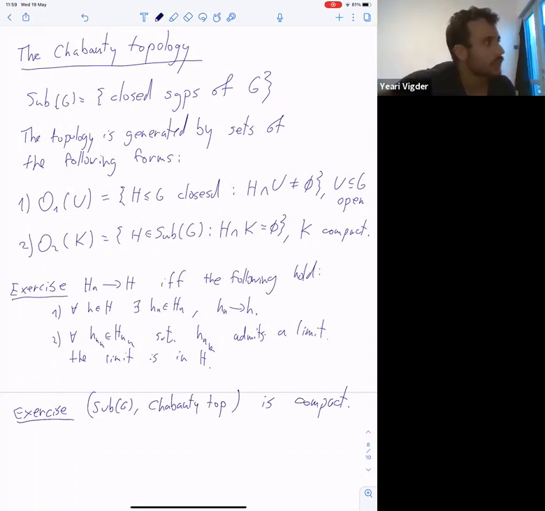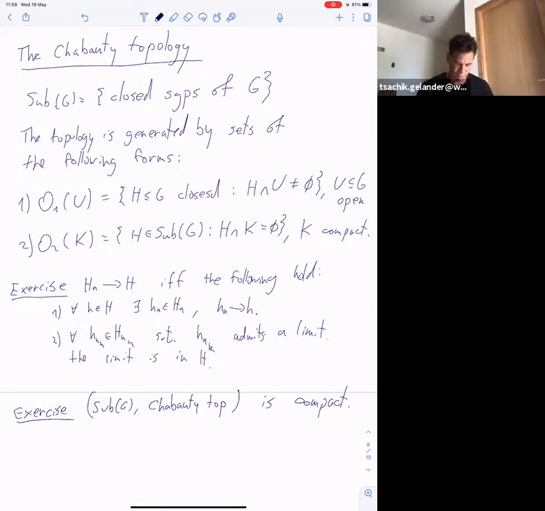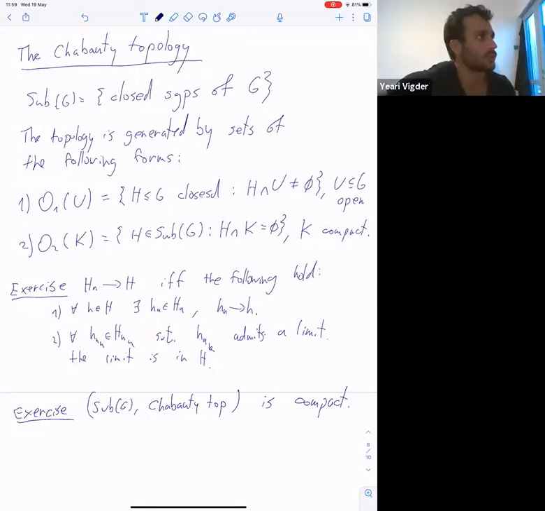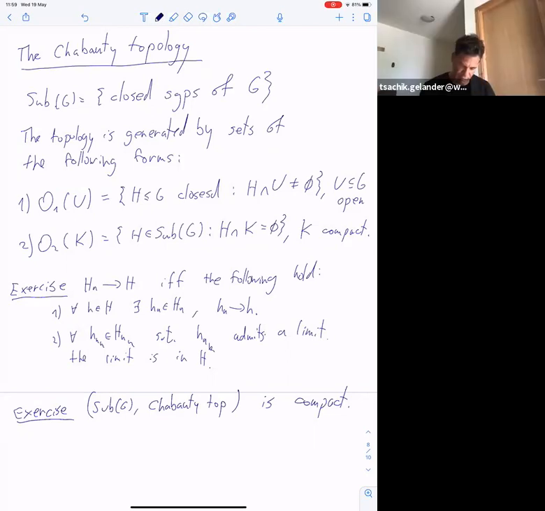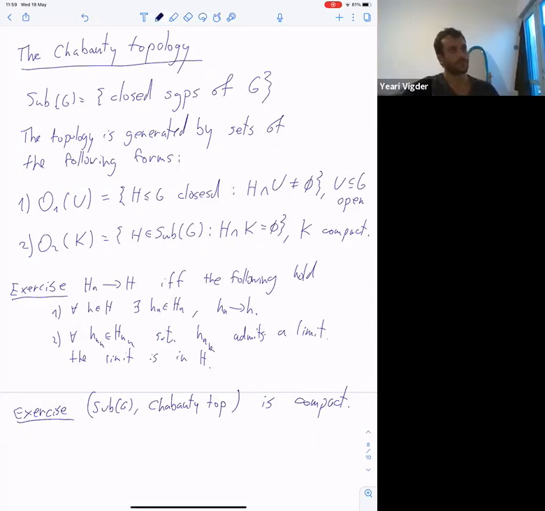Tsachik? Yes. So in the first exercise, just one of the following has to hold? No, both of them, following both of them? Conditions.